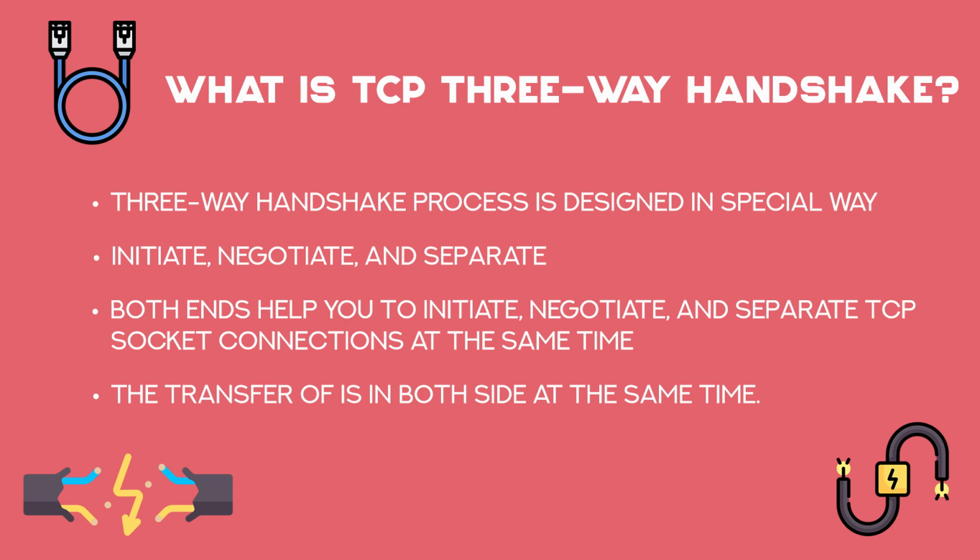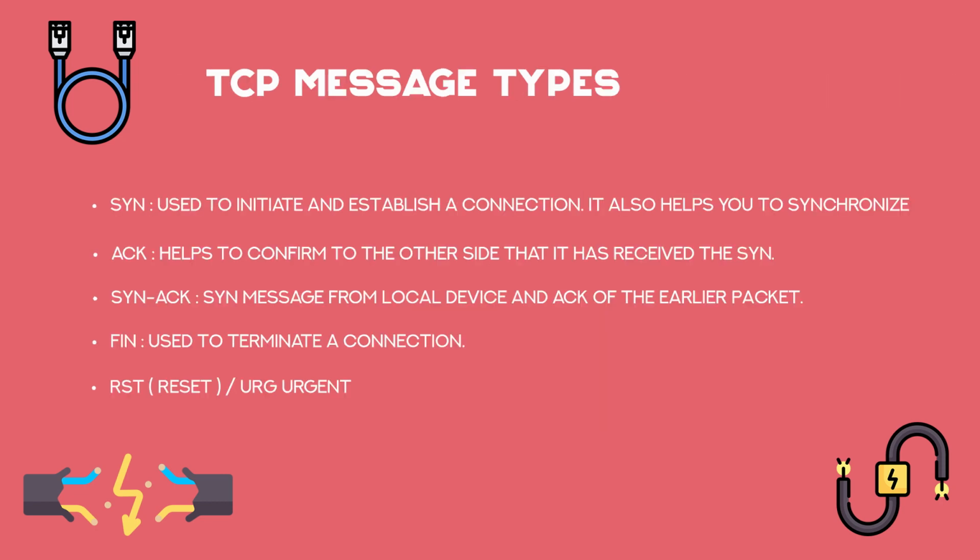So now that we know a little bit about the three-way handshake, let's look at what kind of TCP message types we have. The first flag, or message type, is SYN, which is synchronize and is used to initiate and establish a connection. It also helps you synchronize sequence numbers between devices.